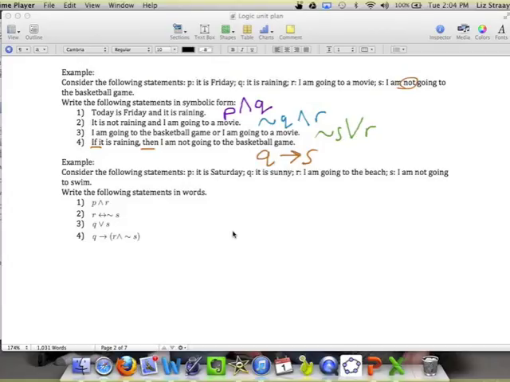So then vice versa, if you get the symbols, you want to write the words. So P says it is Saturday. So we'd say it is Saturday. And then what's the mountain mean? And R: I am going to the beach.